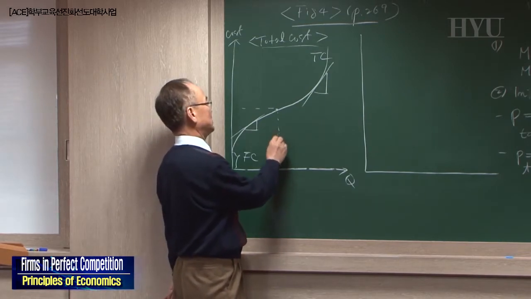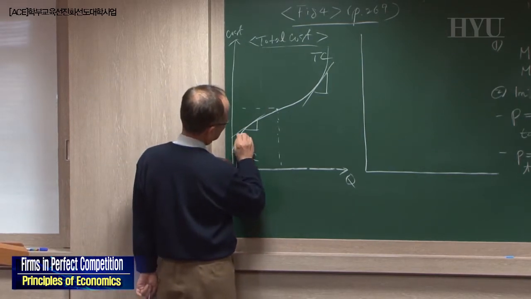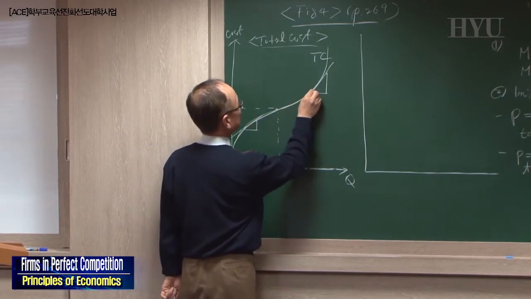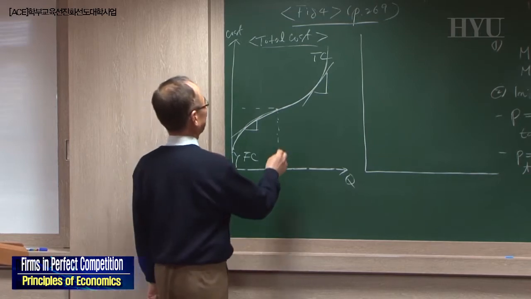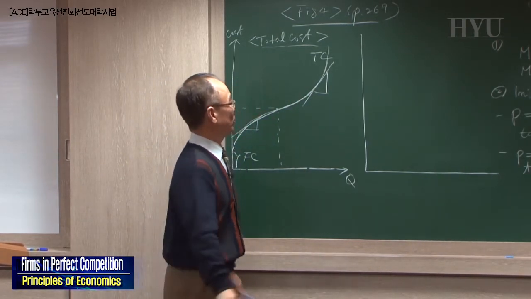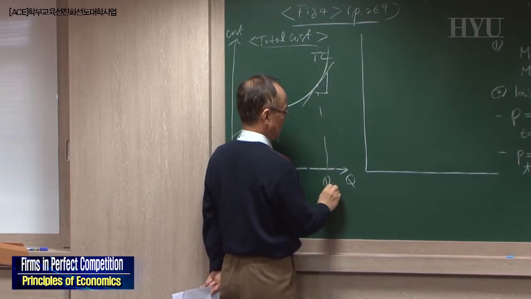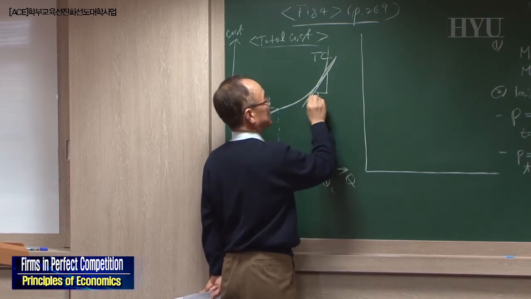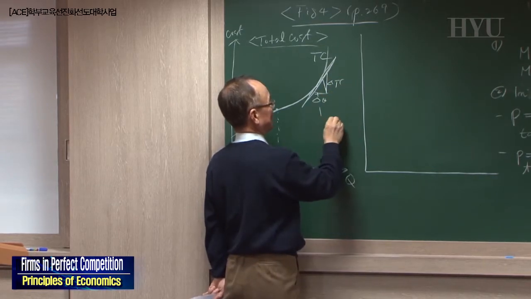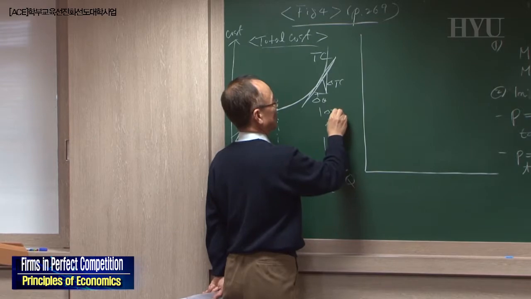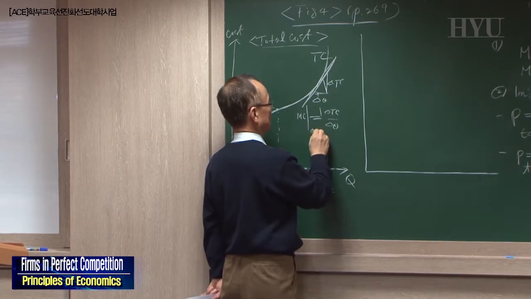What is unique about the total cost in general is that initially it is concave to the origin, but later on convex to the origin. I hope you are comfortable with the notion that this is total cost. Let's say this is Q2. The slope on this curve is represented by delta TC over delta Q. What do we call this? This is marginal cost.